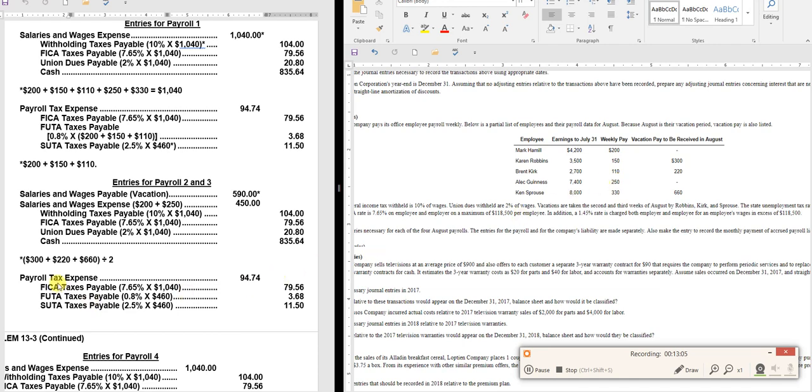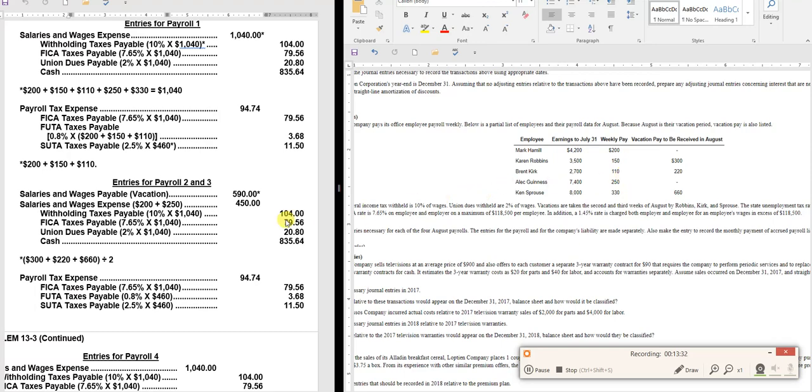So the first thing I do is add up these three, 300, 220, and 660, divided by 2 because they're taking 2 weeks of vacation. So that's salaries and wages payable for 590. Because now I'm taking something that had previously been earned. Then I debit salaries and wages expense for the 2 people left who aren't taking vacation.